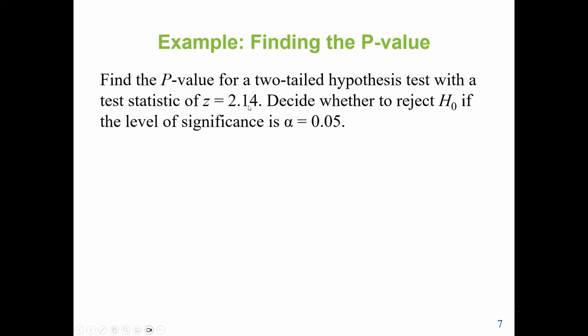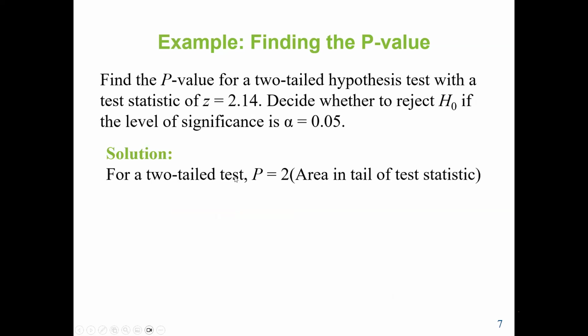The z-value also is given. So if the z-value is given, then we can go straight to the table. This is 2.15, so we can find the z. Based on the z-value here, we have 0.9838.